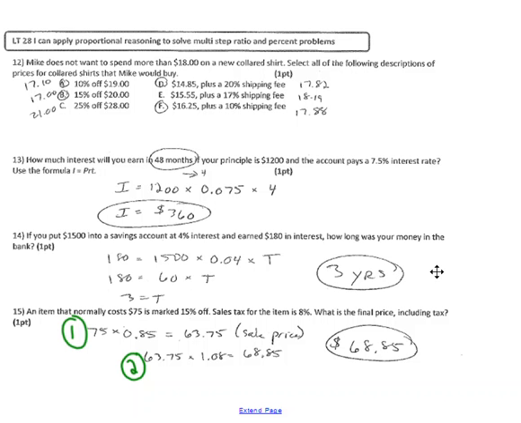Number 15, an item that normally costs $75 is marked 15% off. Sales tax is 8%. What's the final price, including tax? There were really 2 steps to this one. Number 1, you had to first figure out the sale price. So what I did here was I took a shortcut. You might have figured out 15% of this and then subtracted it from 75.